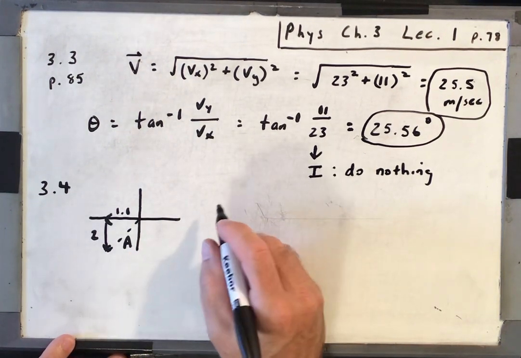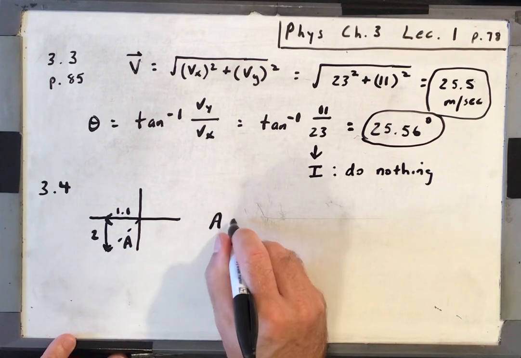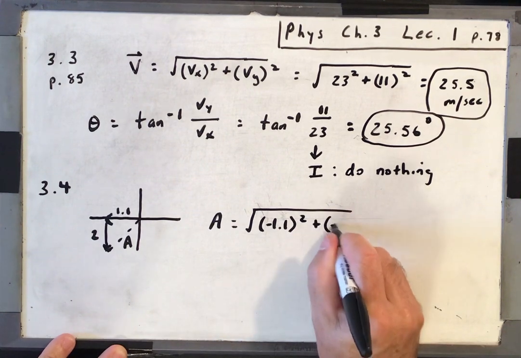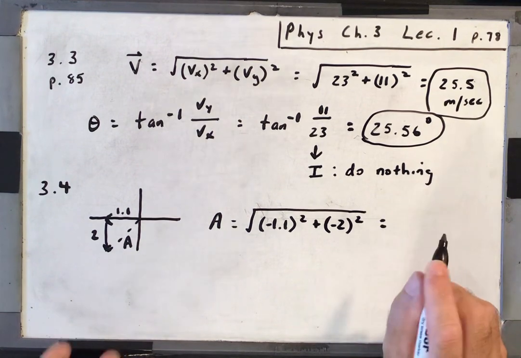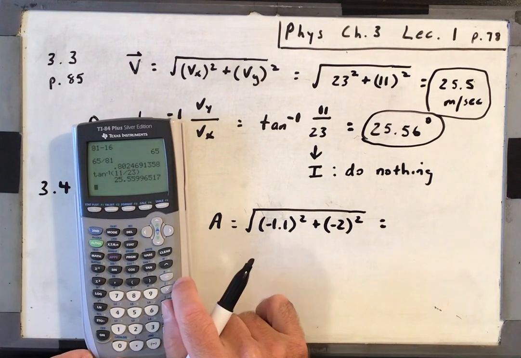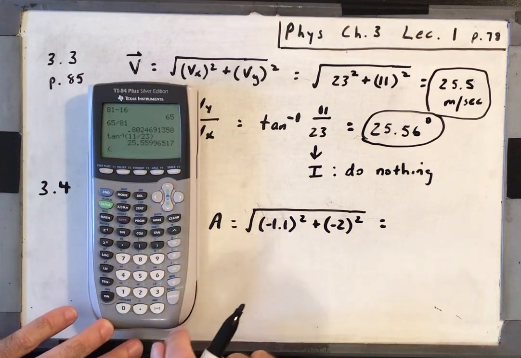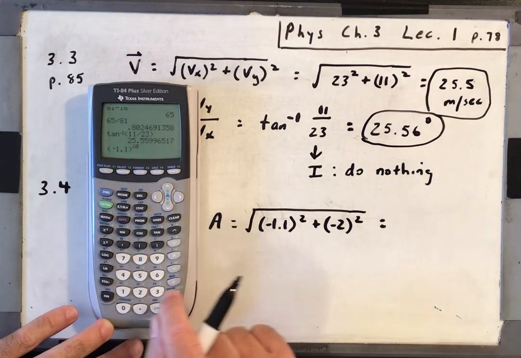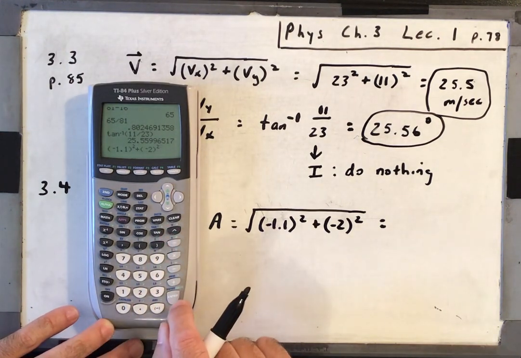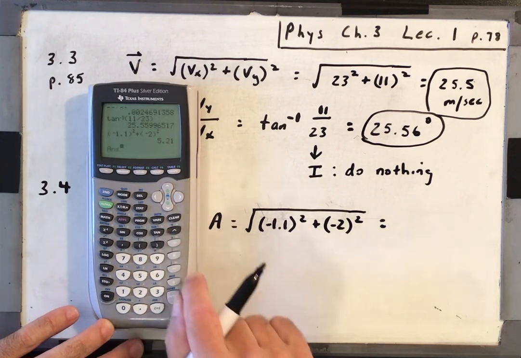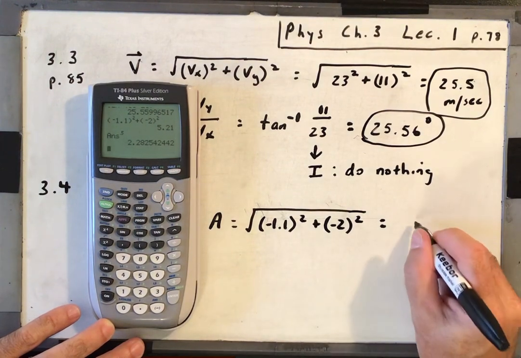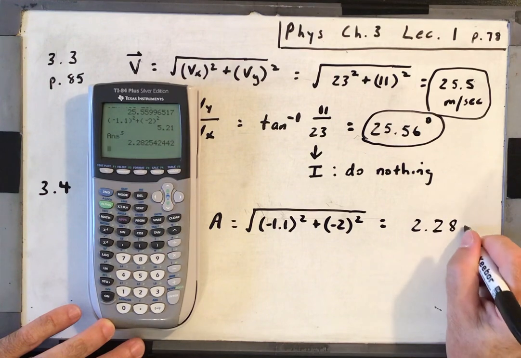Since it's to the left and down, both are negative. So the magnitude of A is the square root of negative 1.1 squared plus negative 2 squared. Make sure you put those negative numbers in parentheses, because that can get you. You shouldn't have a negative number under the radical. The way I like to do this is left parenthesis negative 1.1 squared, plus left parenthesis negative 2 squared. Hit enter and raise that number to the 0.5 power. That way I don't have to find the radical on the calculator. That's 2.28. So the magnitude is 2.28, and make sure you put the unit of miles.